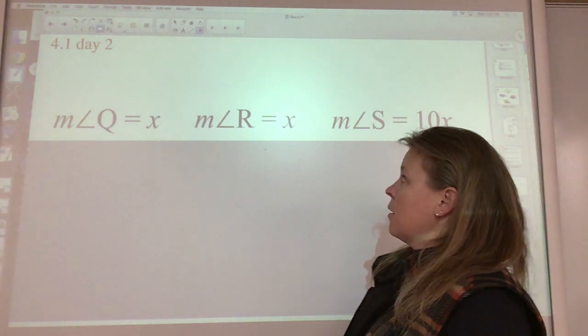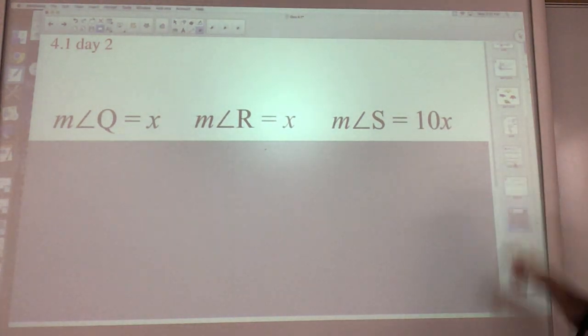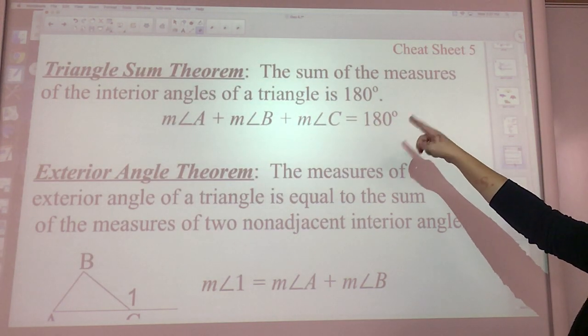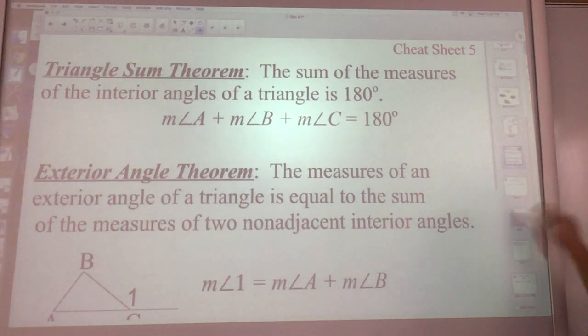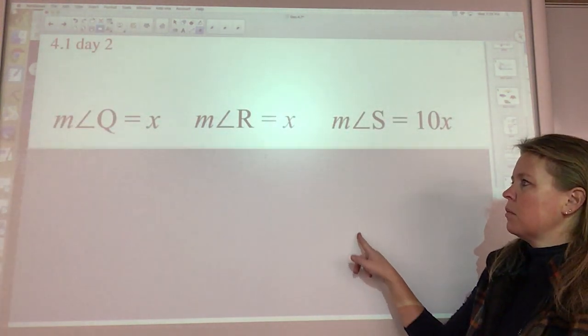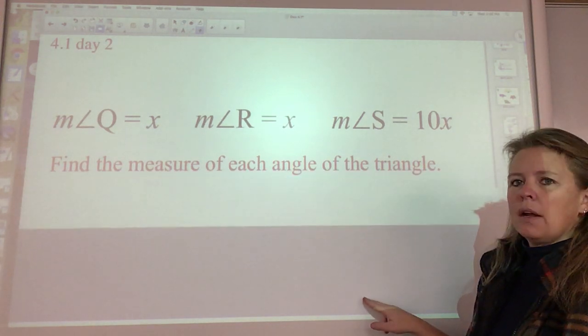We're going to still be talking about that cheat sheet 5, where we said the triangle sum theorem: the sum of the measures of the interior angles of a triangle is 180. But this time they're not going to give you the measures, they're going to give you some variables. You're going to have to do some algebra magic. Find the measure of each angle of the triangle.